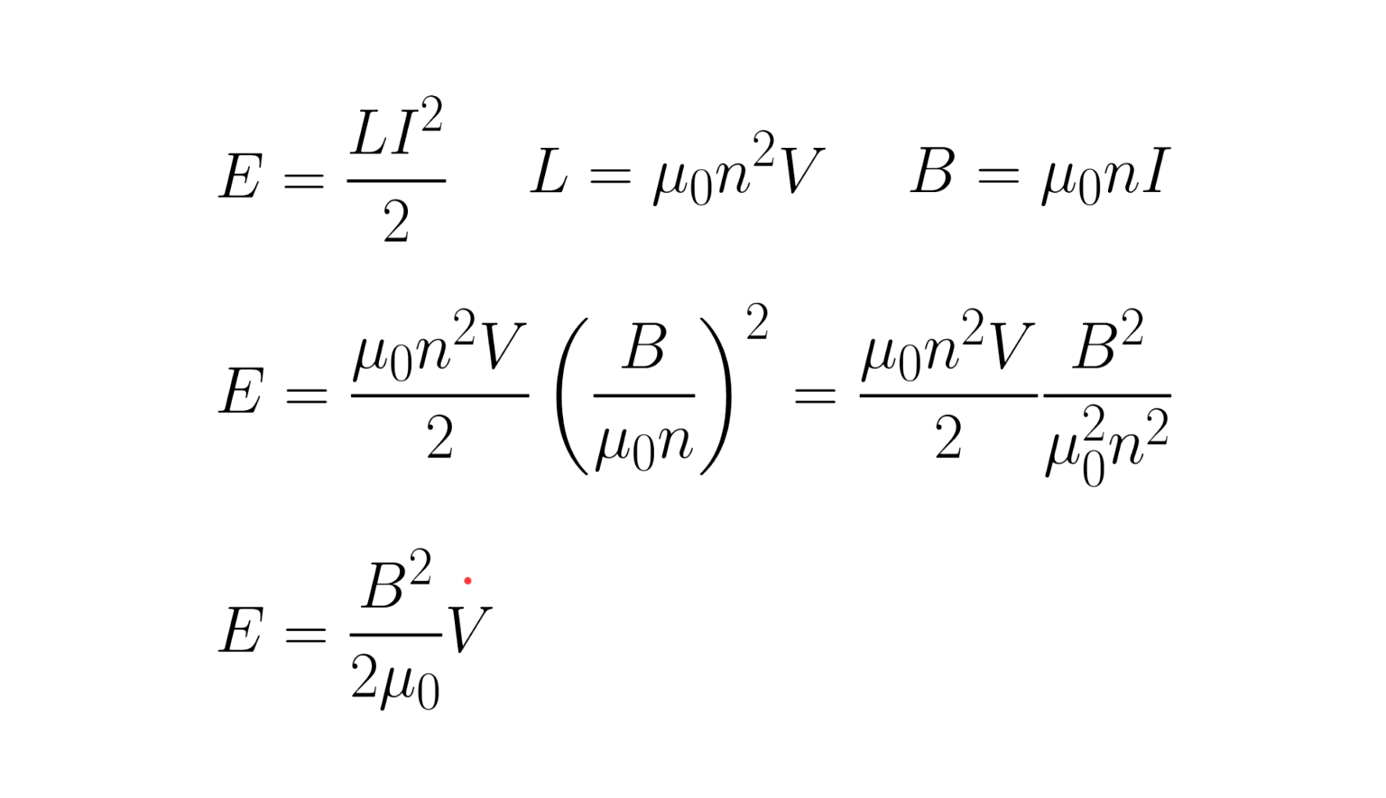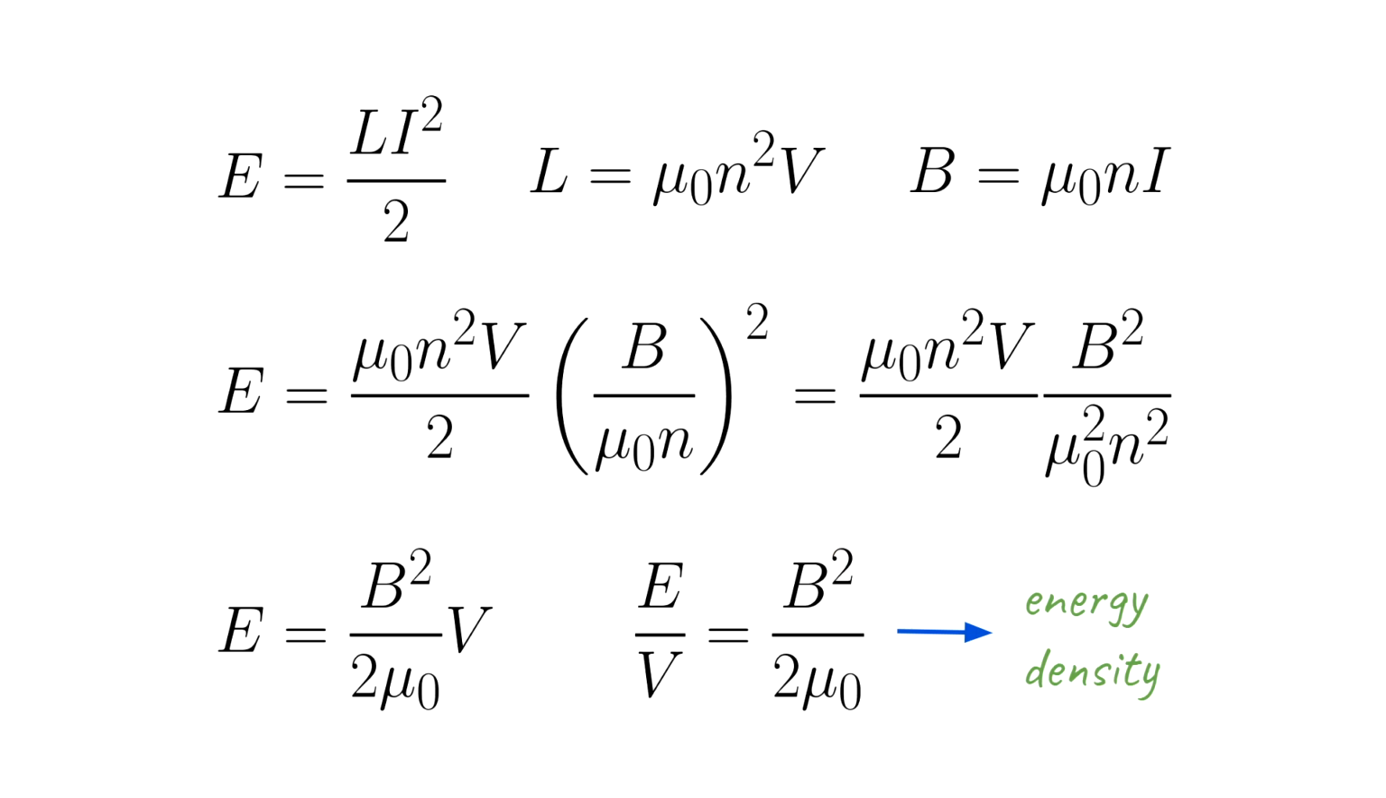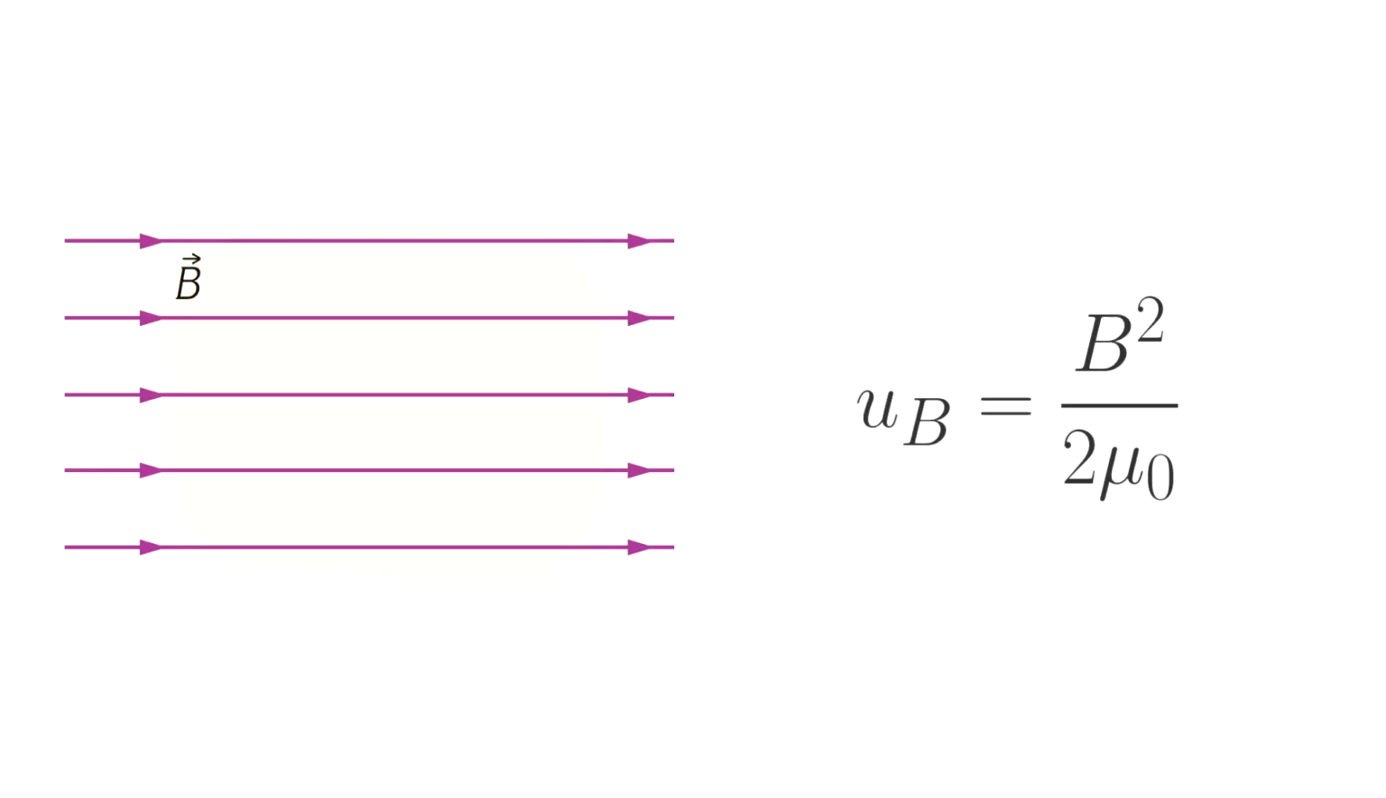And if we divide energy by volume, E over V, it is B squared over 2 mu0. And energy divided by volume is the density of energy. So the density of energy in any magnetic field is equal to B squared over 2 mu0. This u_B means the density of a magnetic field's energy.